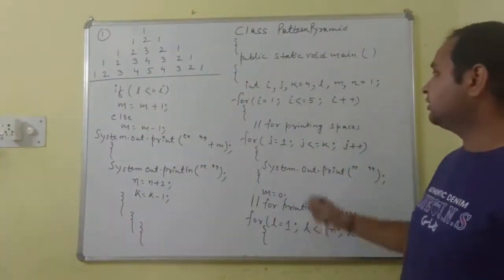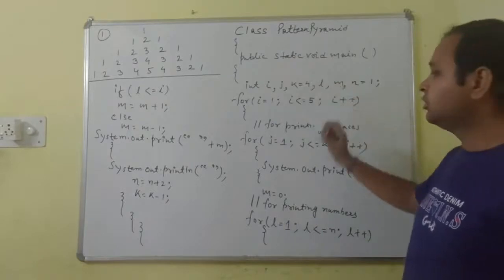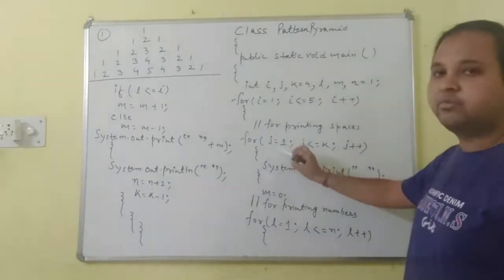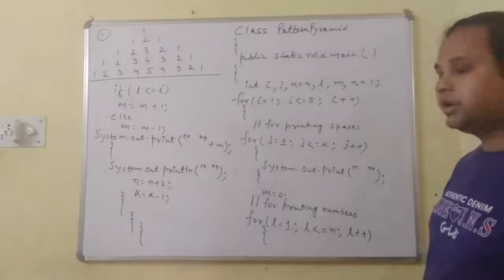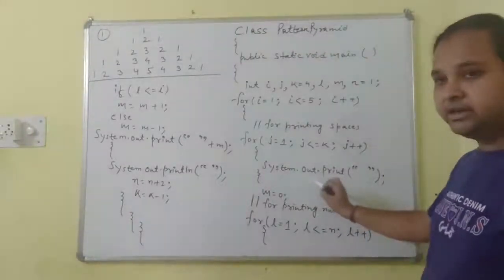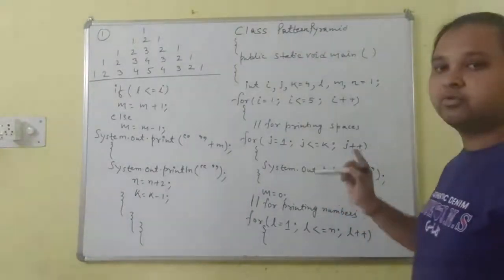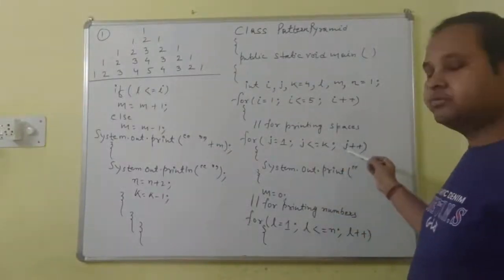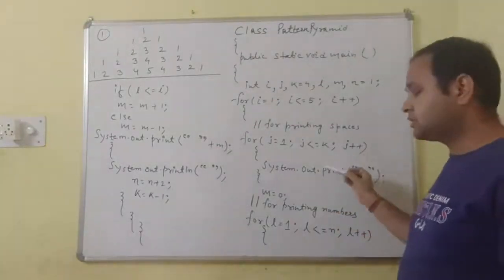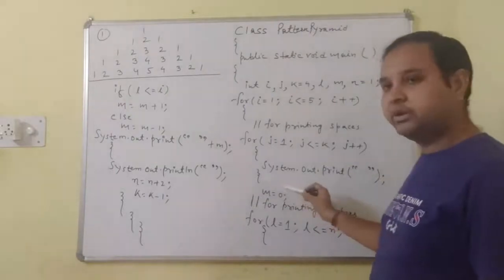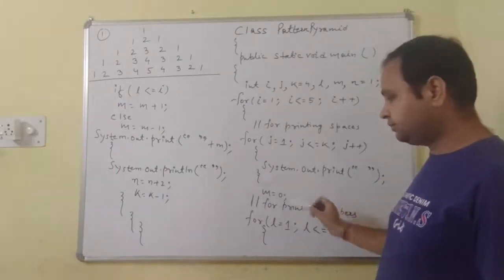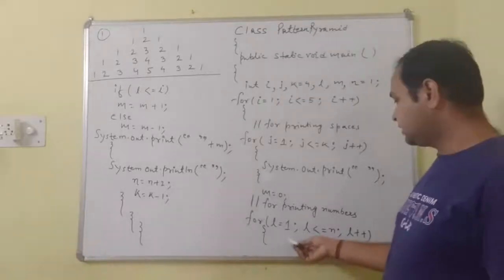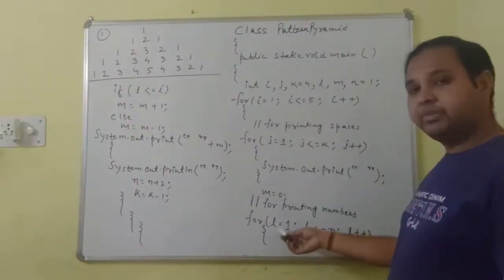So initially the value of k I have initialized with 4. So this j loop will run first time 4 times. It will perform the task which I have assigned here, that is to print the space. Means 4 times it will print space. Thereafter, as the value of j becomes 5, it will come out of this loop and the value of m becomes 0. Then this loop is used to print the elements.